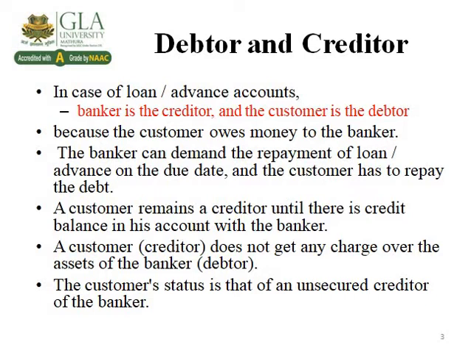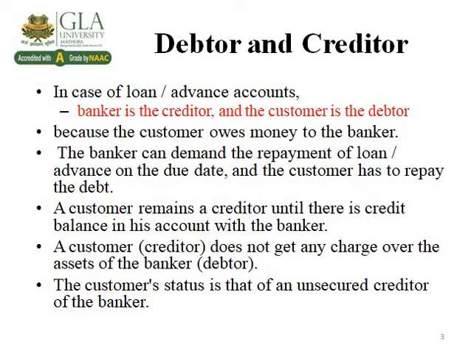So we are just dividing the primary function into two parts, the two basic products. One is the loan or advance accounts. In case of loans and advances, when any customer is taking a loan from the banker, in that particular case the banker is the creditor and the customer is the debtor. So the most important thing is, in case of loans and advances, the banker is the creditor and the customer is the debtor. Why is it so?